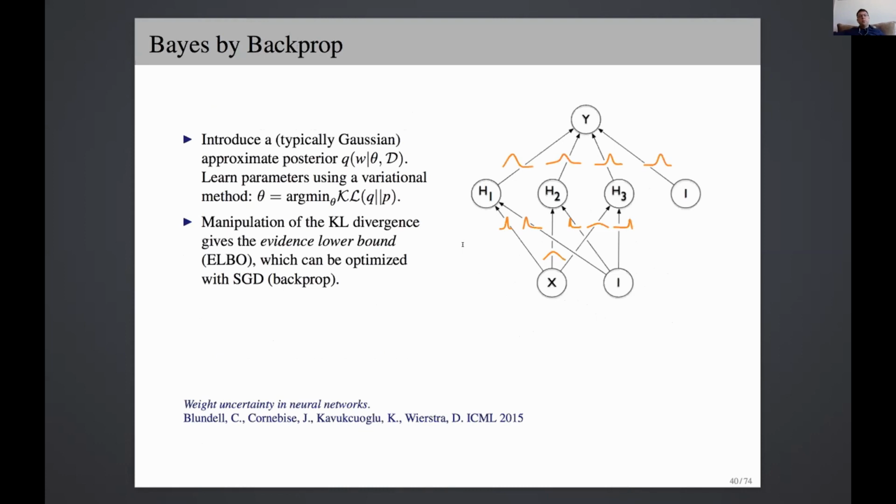Another historically important approach is called Bayes by Backprop, where you essentially introduce typically a Gaussian approximate posterior, and then you learn the parameters of that posterior so as to minimize the KL divergence between the approximate posterior and the true posterior. You can manipulate the KL divergence to get what's called an evidence lower bound, or an ELBO, which can be optimized with SGD and backpropagation.